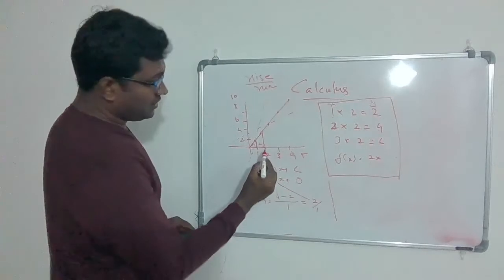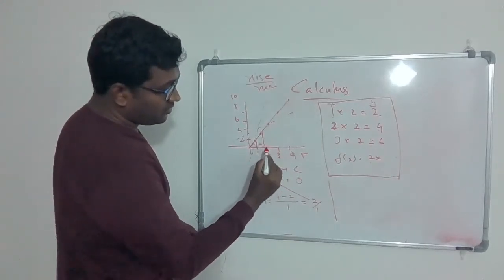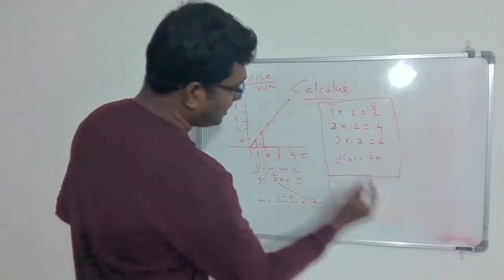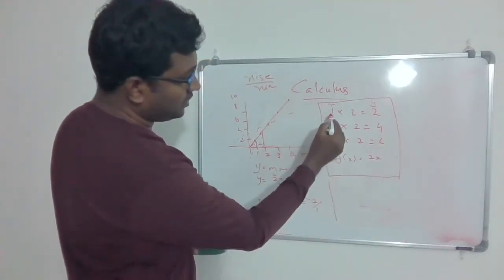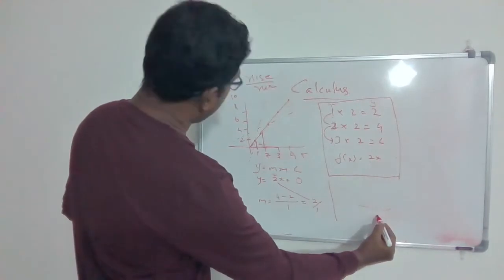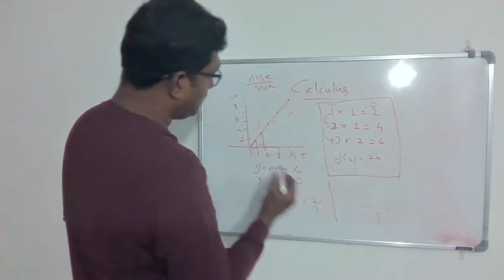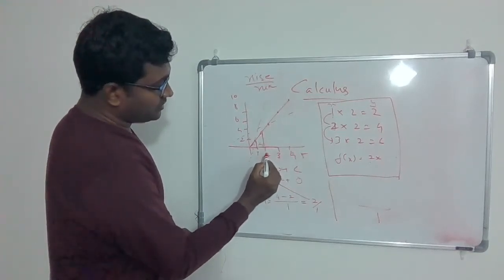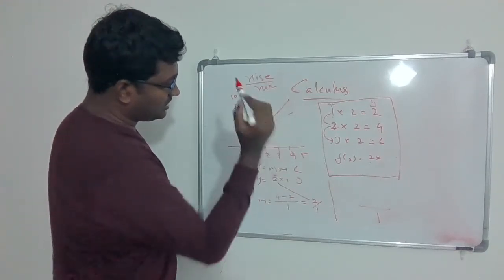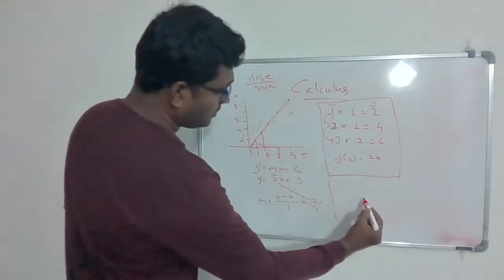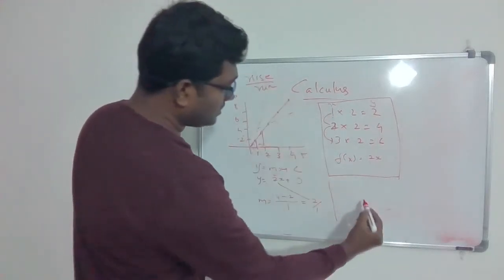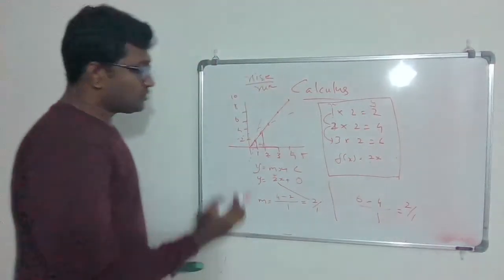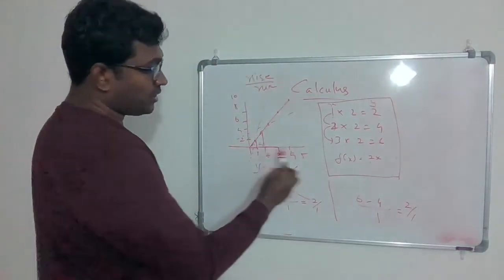Now let's take a change from 2 to 3. 2 to 3 is one unit change. Basically I'm just making a 1 unit change here, from 1 to 2, and 2 to 3. So the run is 1. What is the rise? When it was 2 the answer was 4, when it was 3 it is 6, correct? So the change in the rise is 6 minus 4, which is equal to 2 by 1. So the slope is constant irrespective of whatever point I take.